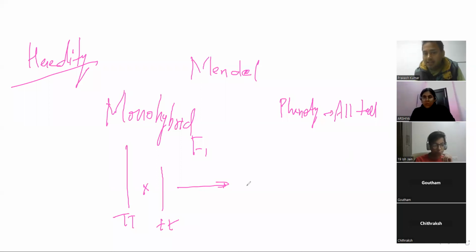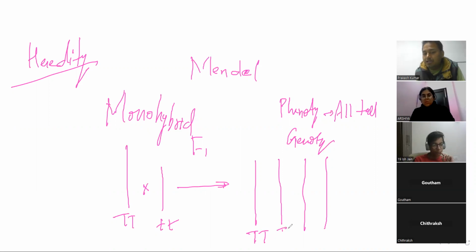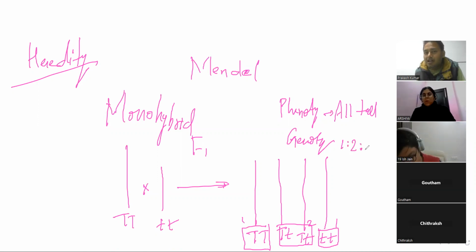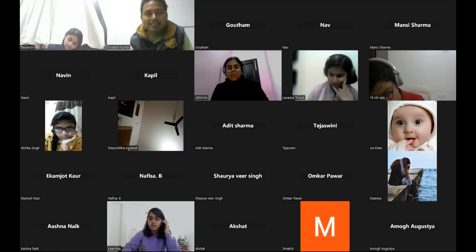Phenotype is all tall, right? Phenotype means how it looks, right? So all tall. But if I talk about genotype, it is 1:2:1: capital T capital T, capital T small t, capital T small t, and small t small t. This one is 1, this one is totally 2, this one is totally 1. So the ratio of the genotype is 1:2:1. You have to remember it, remember it for seven lifetimes.